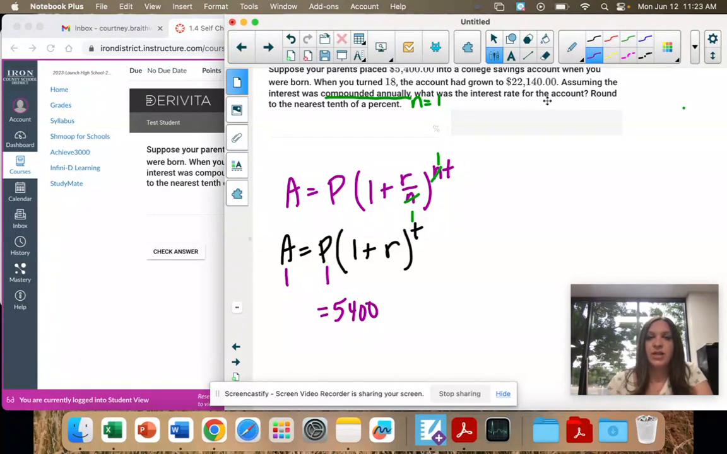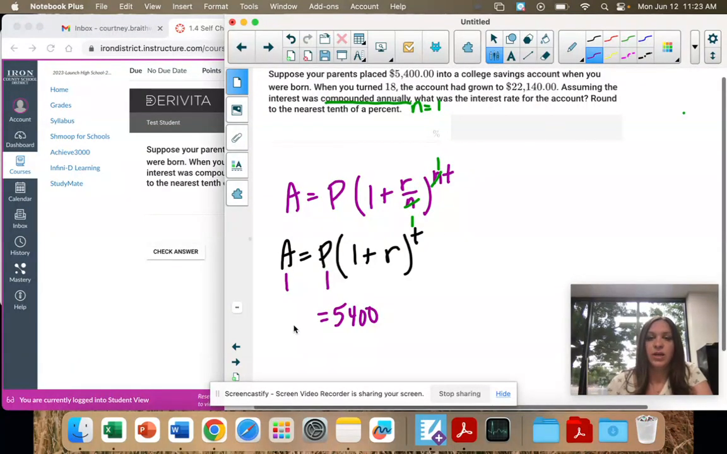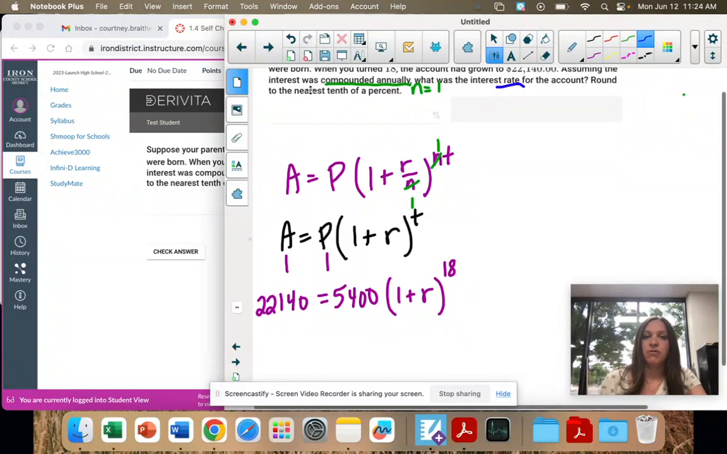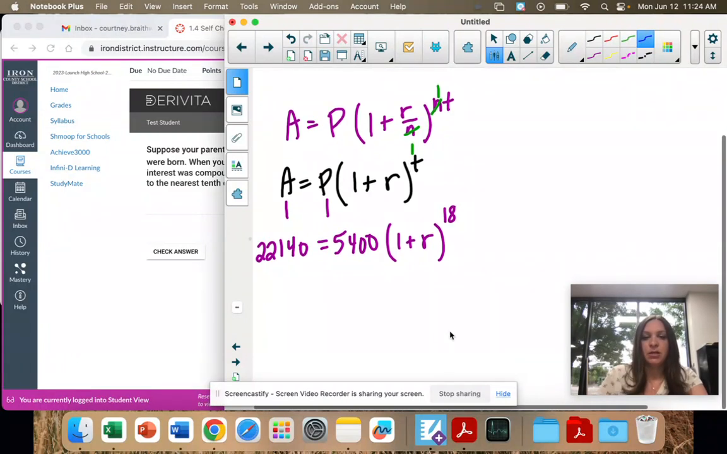And after 18 years, we had 22,140. So I'm not putting the cents just because it's 0. It's not going to change our answer. And we're solving for R when T, our time, is 18 years. So it's set up. Now we just need to solve for R. And we're going to round to the nearest tenth of a percent.